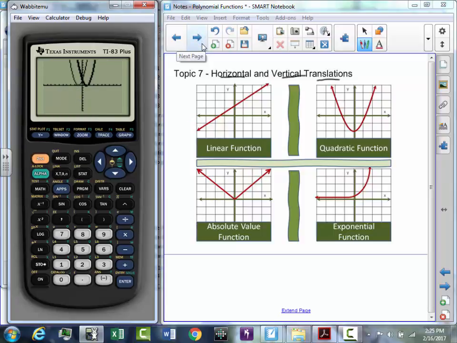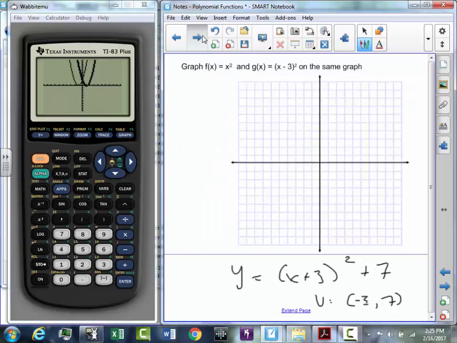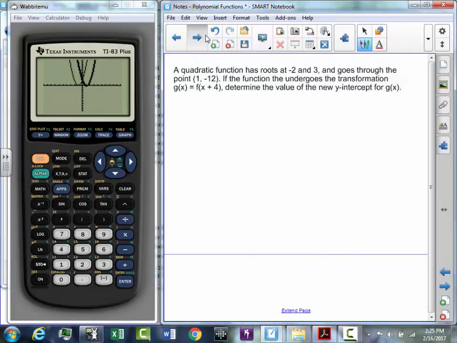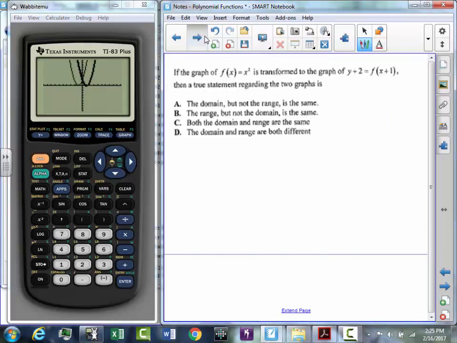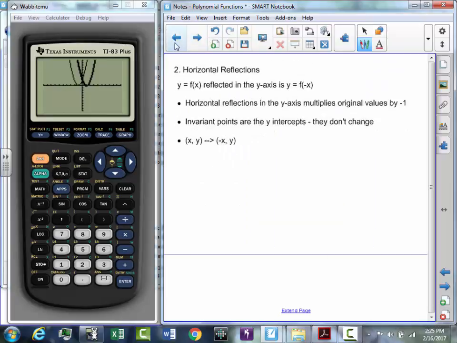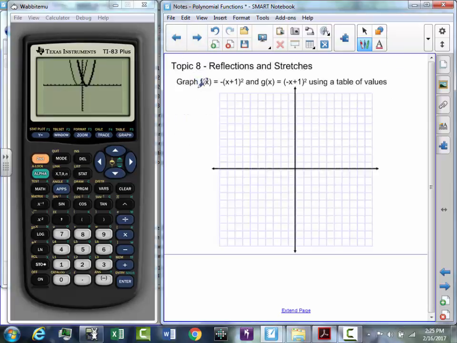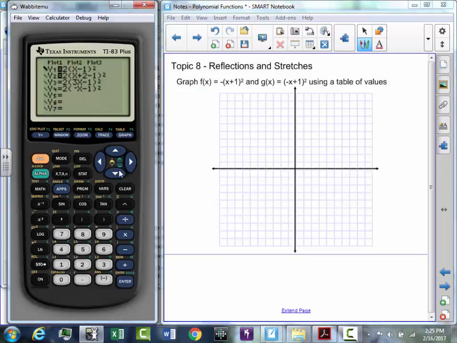Now, we're only going to do these one at a time in terms of these lessons, but the lesson we're going to do after translations, which we'll do tomorrow, is going to be on reflections and stretches. Watch this. Let's do the next one here.